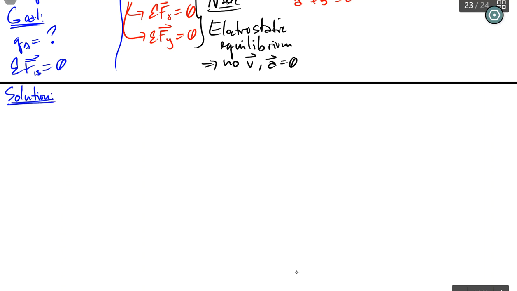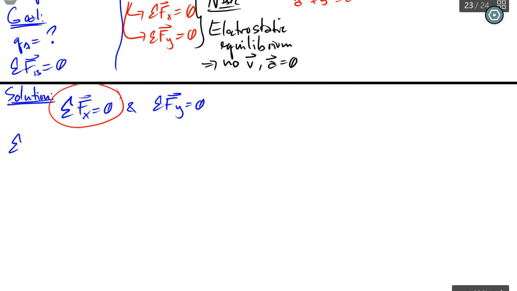Okay, so I am going to start with the sum of all the forces equal to 0. And not just that, but either x or y. As a matter of fact, you can choose one or the other to solve this, and you would still get the same answer. Okay, so I'm going to choose the first one.